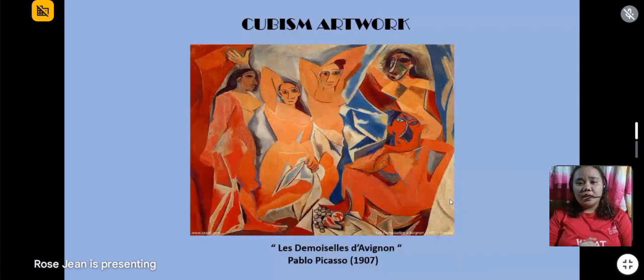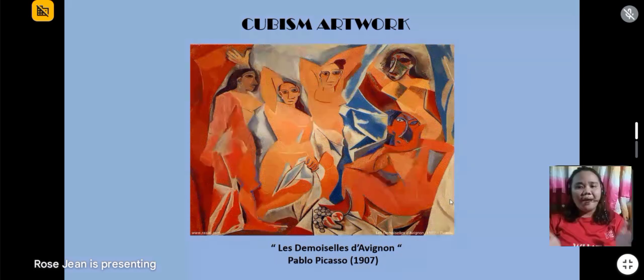Les Demoiselles d'Avignon is celebrated for its radical departure from traditional representation and its exploration of shape, space, form, and perspective. It's regarded as a seminal work that pushed the boundaries of artistic expression and paved the way for the Cubist movement.